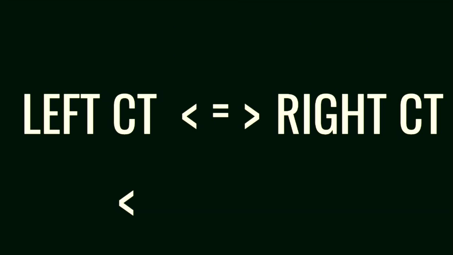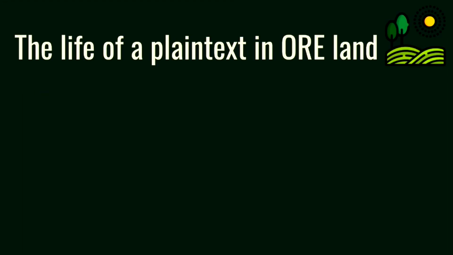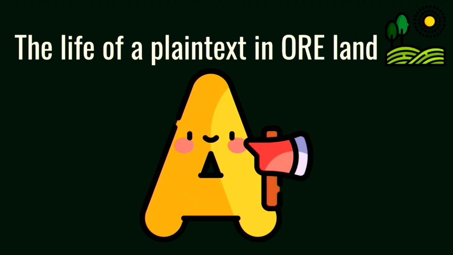And that result will be a less than, equal to, or greater than. And what that means is that the plain text value of our left ciphertext is either less than, equal to, or greater than the plain text value of our right ciphertext. And in the following example, less than will be represented by -1, equal will be represented by 0, and greater than will be represented by 1. And so this is the life of a plain text in ORE land. And as I mentioned before, we'll be using the letter A.